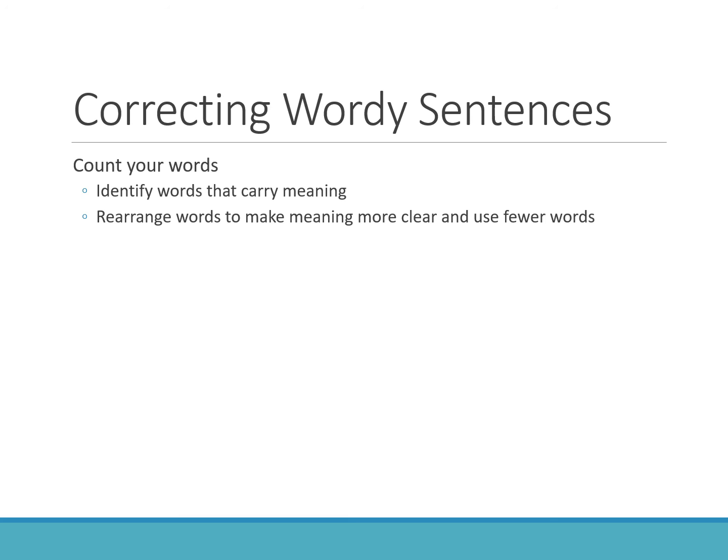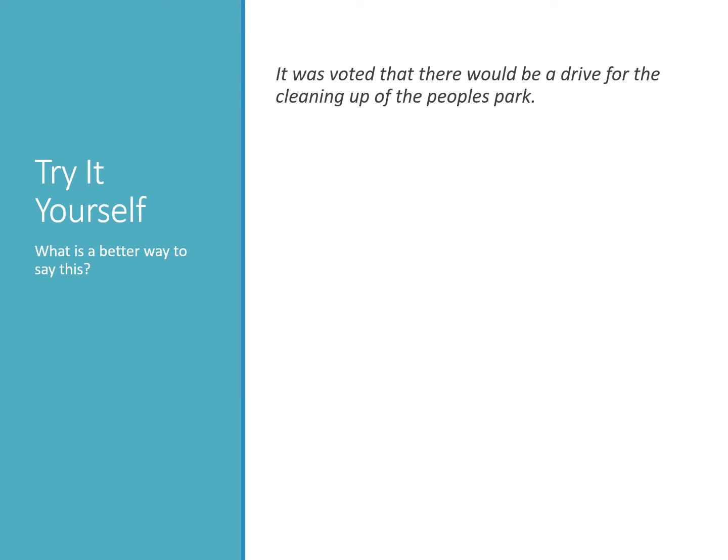So things that you can do: count how many words you have at the start before you start editing, figure out which words carry meaning, or rearrange the words to make the meaning clearer and eliminate words. Okay, so here's an example for you to try for yourself. It was voted that there would be a drive for the cleaning up of the People's Park. Count how many words are in there, and then see if you can rearrange it or cut words to make this clearer and shorter.